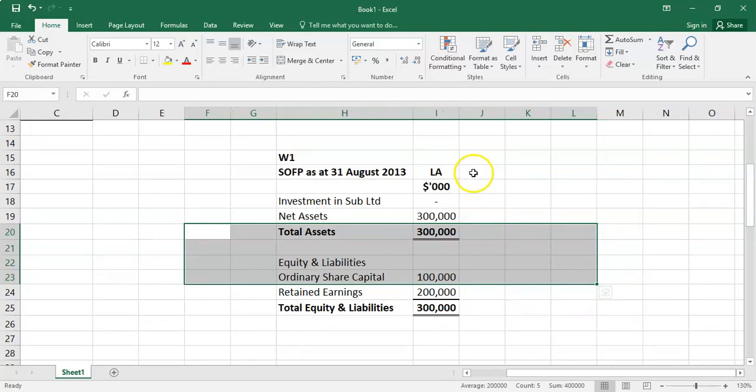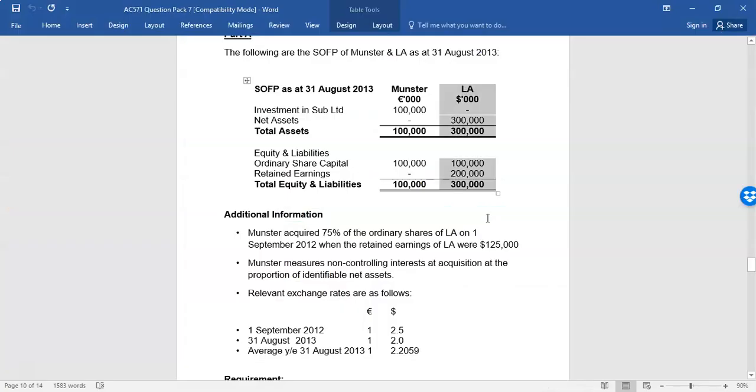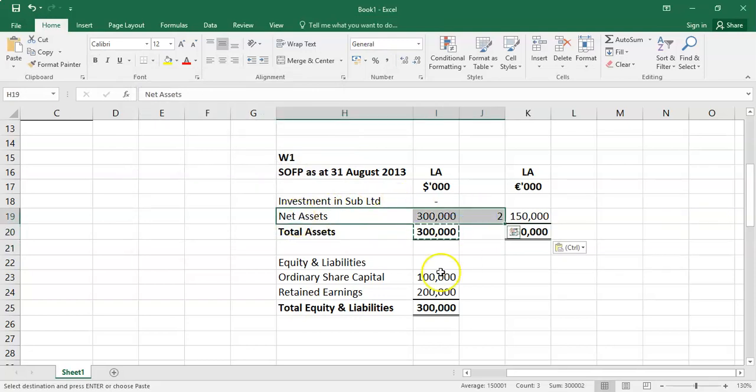So the rates you're going to use here to convert it to a nice and straightforward statement of financial position: the net assets at the end of the year, so this would be assets and liabilities, we've just summarized it, will be at the closing rate of 2. So that means LA in euros, we put it in here. LA in euros is going to be 150,000. So 150 is your total assets in euros based on IAS21 rules. Assets and liabilities converted at the closing rate.